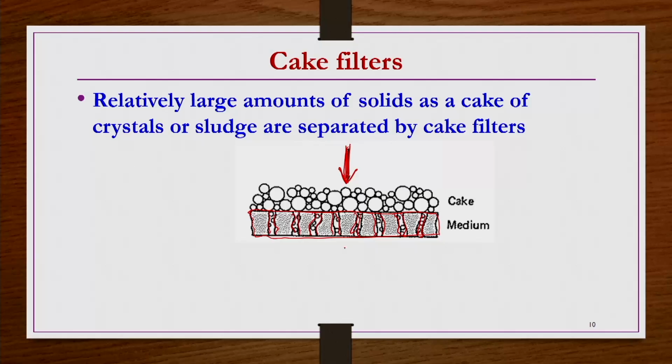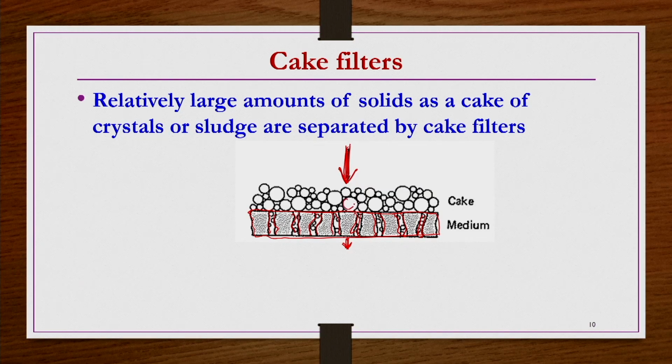So, the clear liquid or filtrate can be collected at the bottom. It may be clear or almost clear, not necessarily completely free from particles. There will definitely be a few particles in general, because these are used for large amounts of solids as a cake, crystals or sludge. So, whatever bigger or intermediate particles are there in the slurry will form a cake on the surface of this filter medium. That is the reason these filtration processes are in general known as cake filters, right.